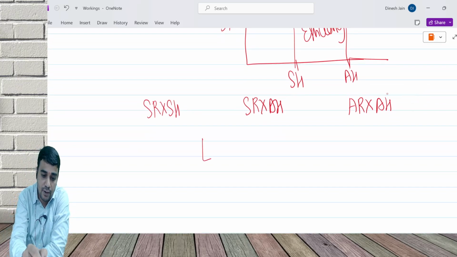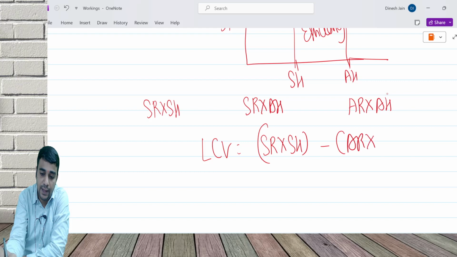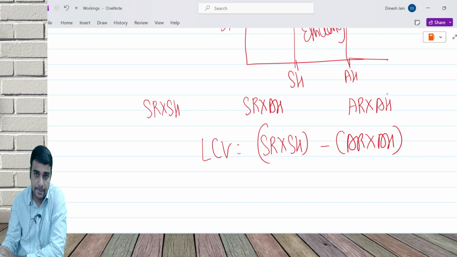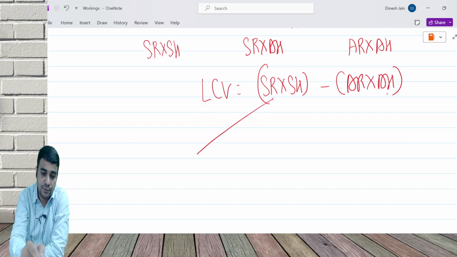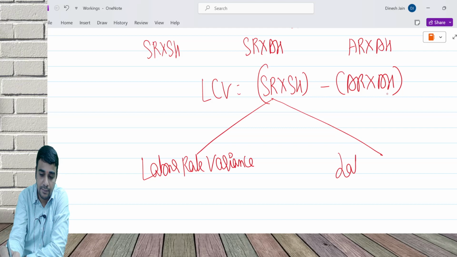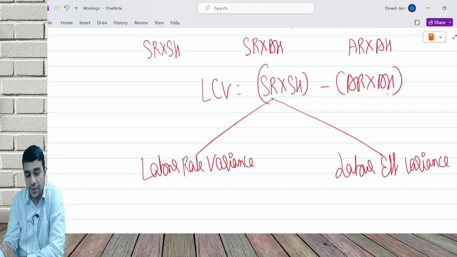Below this, labor cost variance is equal to SR into SH minus AR into AH, split into labor rate variance and labor efficiency variance: rate variance and efficiency variance.